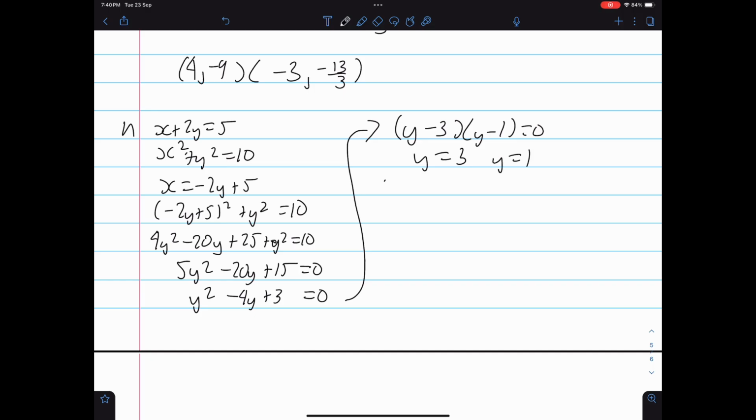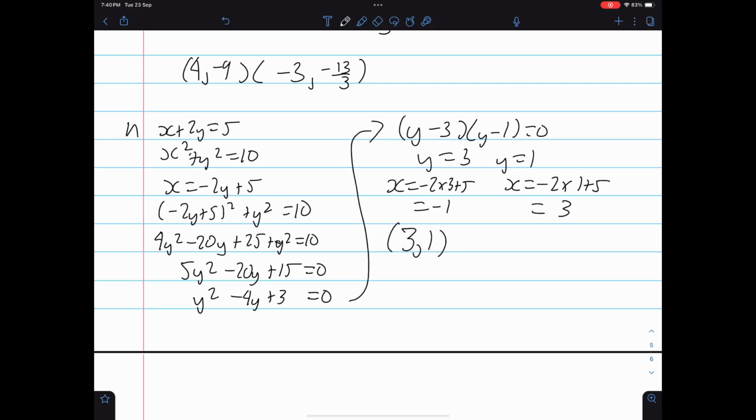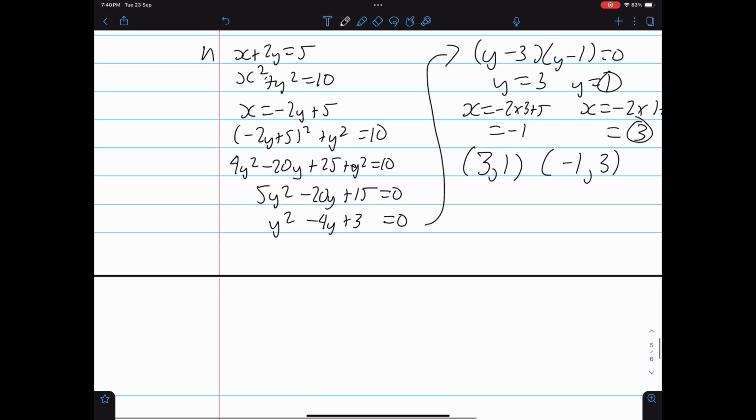Now x in this case will either be minus 2 times 3 plus 5, which is minus 1, or x is minus 2 times 1 plus 5, which is 3. Right, so you want to make sure you don't get your negative signs mixed up. So we're doing a 3 and a 1, and then a negative 1 and a 3. Okay, got it.